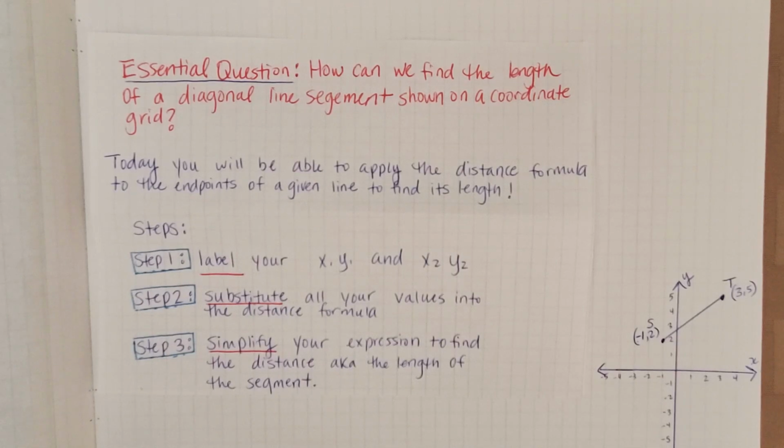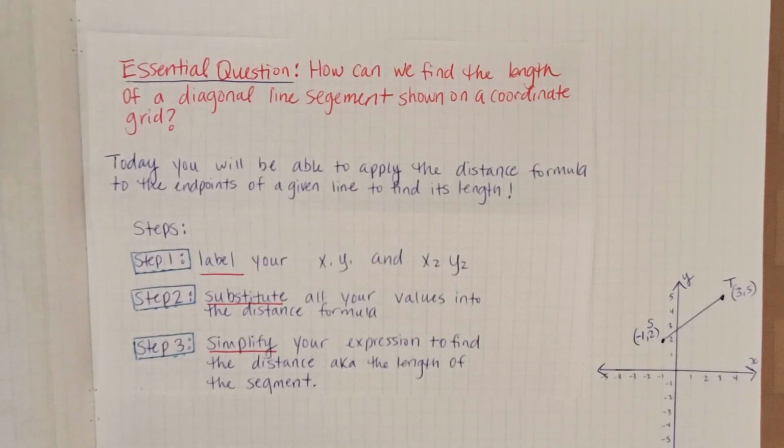its length. The steps that you're going to take in order to do so is to first label your x1, y1, and your x2, y2. Step 2 is to substitute all of those values into the distance formula. And third, you're going to simplify your expression to find the distance, or aka the length. That step 3 is going to be crucial. You're going to simplify, simplify, simplify.